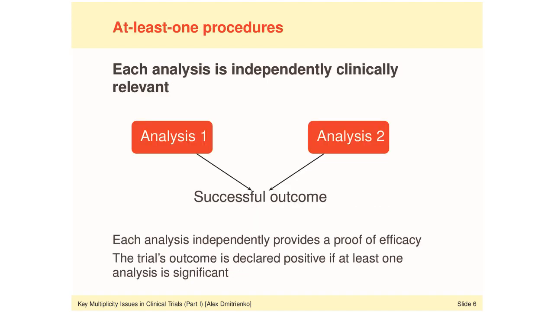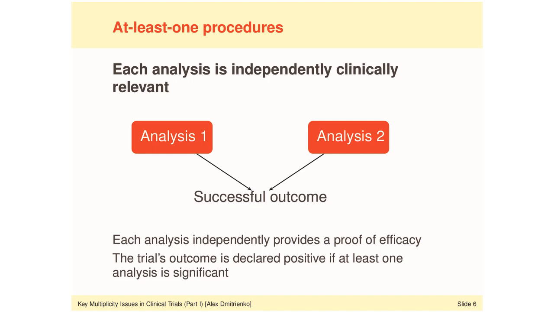Let us begin with at least one multiplicity problems. As this simple diagram shows, we have multiple analyses or multiple objectives that are represented here by two orange boxes, and each analysis is independently clinically relevant. This means that each endpoint test or each dose control comparison, each population test independently provides proof of efficacy. And by independently, I mean here independently of each other.